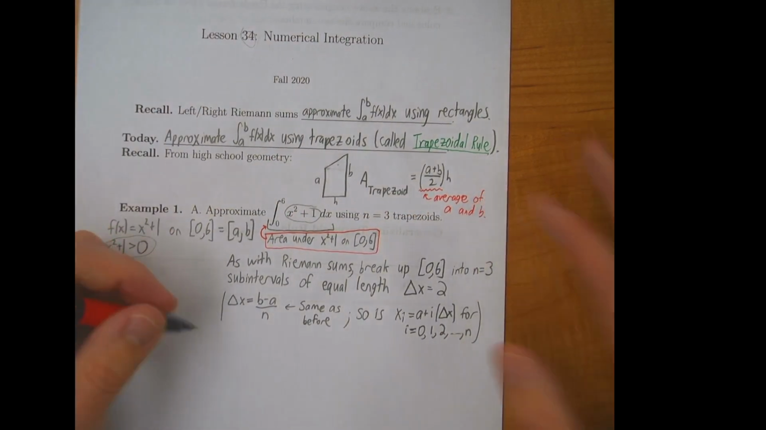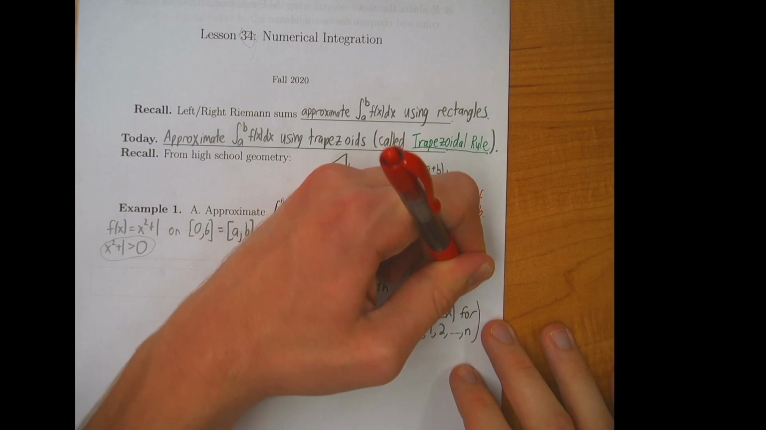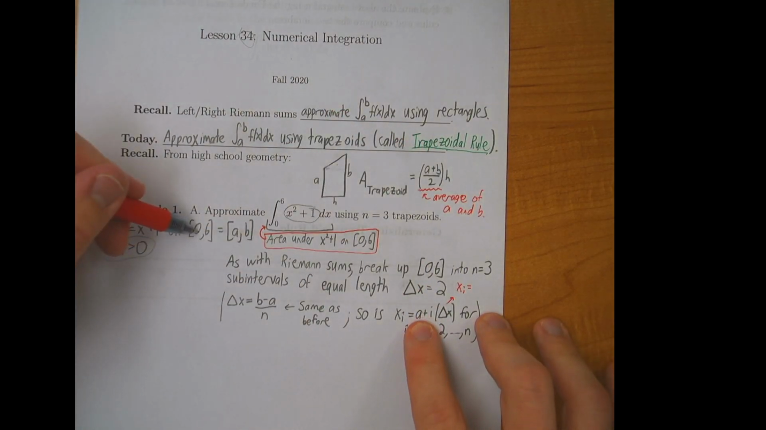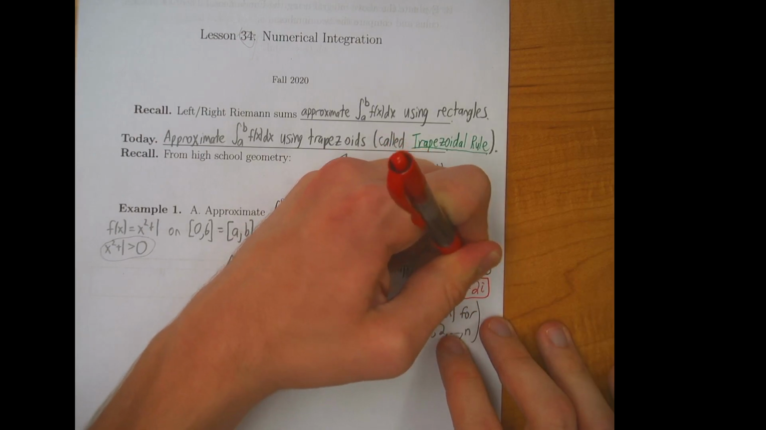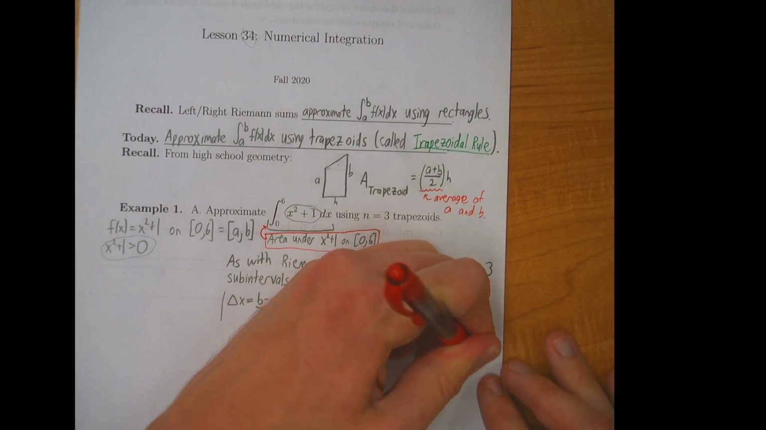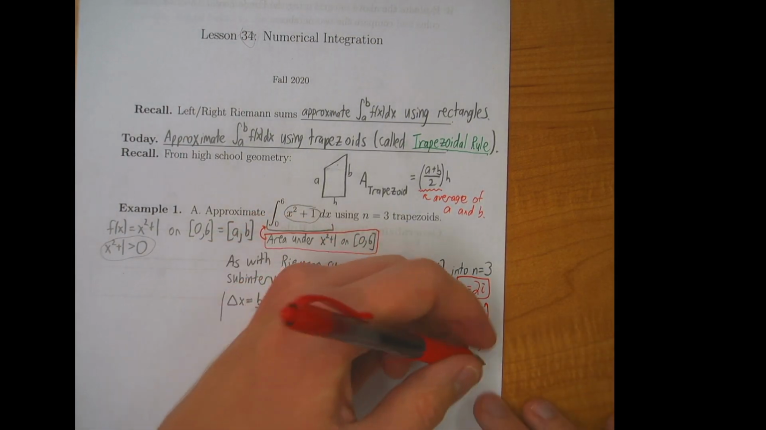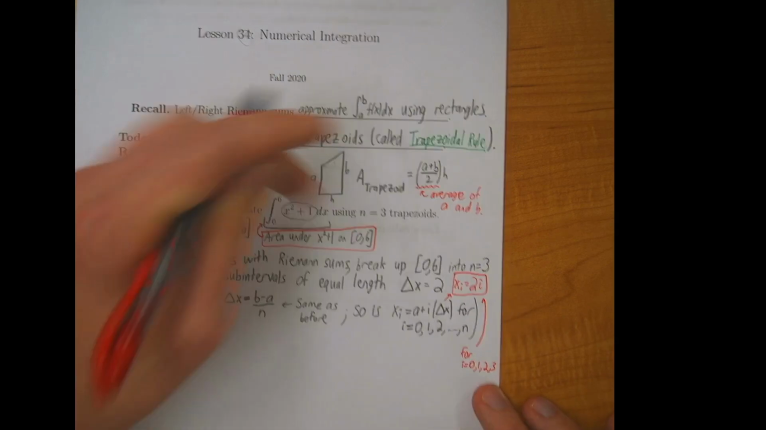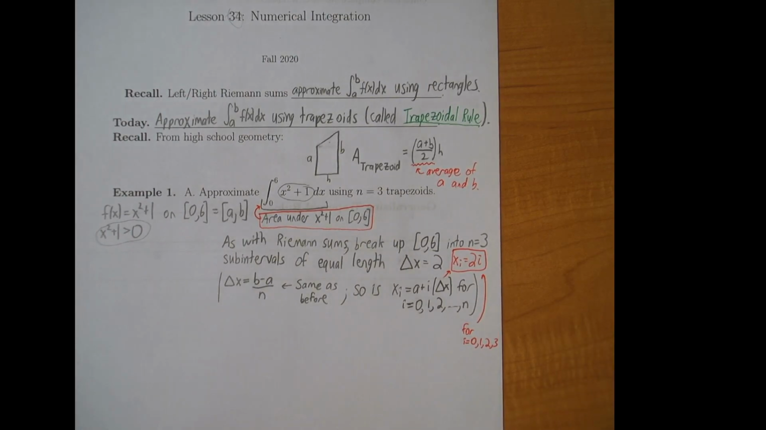So in this case, x sub i is equal to, let's see, a is 0, because that's our left endpoint, plus i times delta x, which is 2. So x sub i is 2 times i, for i from 0 to n, and here n is 3. So i goes from 0, 1, 2, and 3. That's the idea behind x sub i in this context that we also talked about in lesson 29.